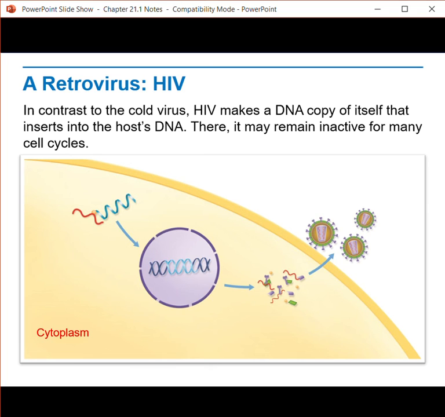Let's talk about this deadly disease called acquired immune deficiency syndrome, which is also known as AIDS. It is caused by an RNA virus called human immunodeficiency virus. So HIV causes the syndrome of AIDS. HIV belongs to a group of RNA viruses that are called retroviruses. The genetic information of a retrovirus is copied from RNA to DNA instead of DNA to RNA.